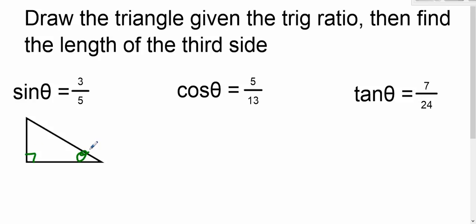So we've got this angle here, and it's sine, which means opposite over hypotenuse. So from what they give you, fill in the opposite side and the hypotenuse. Opposite is 3, the hypotenuse is 5. So if we have those two sides, you should be able to recognize that the missing side is going to be a 4, because it's a 3, 4, 5 triangle.